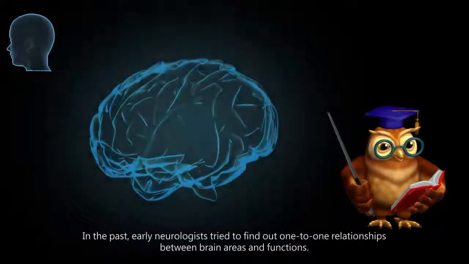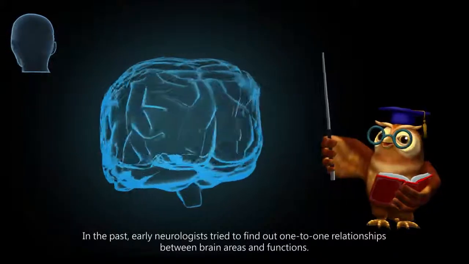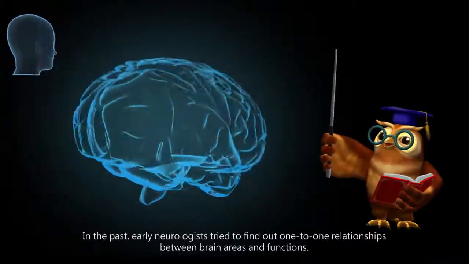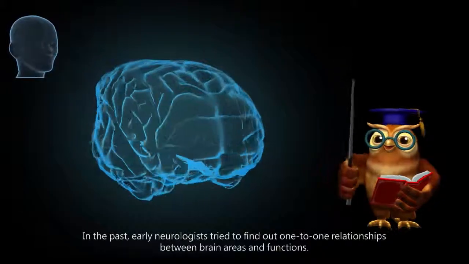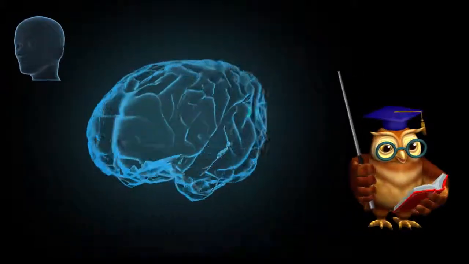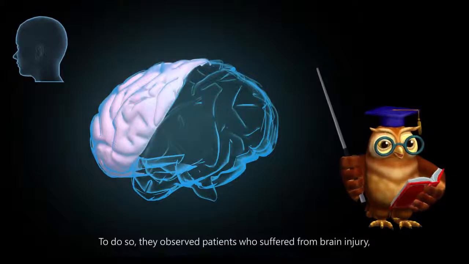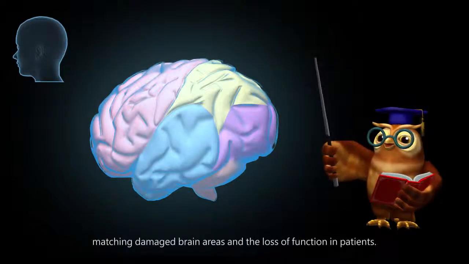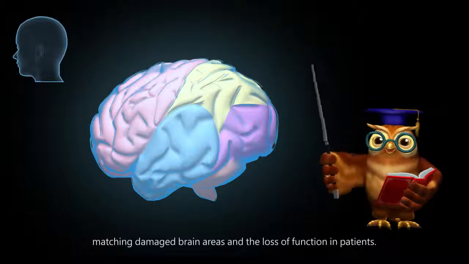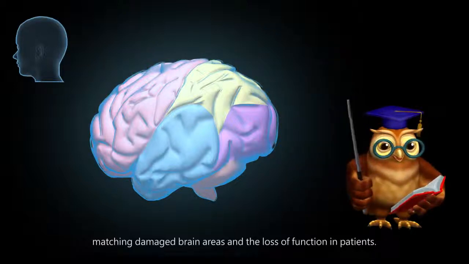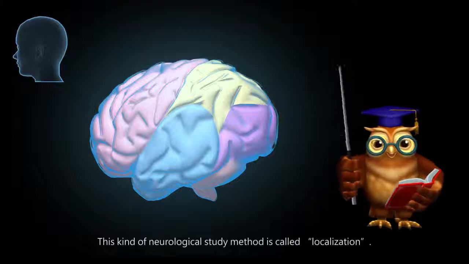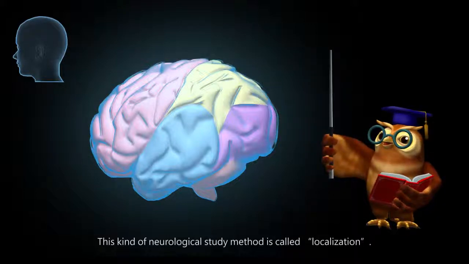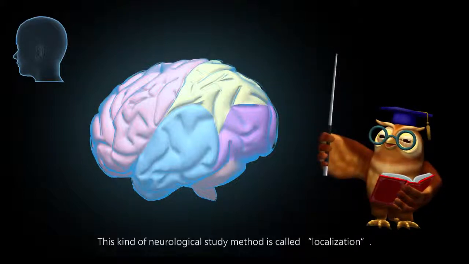In the past, early neurologists have tried to find out one-to-one relationships between the brain areas and functions. To do so, they observed patients who suffered from brain injury, matching damaged brain areas and the loss of function in patients. This kind of neurological study method is called localization.